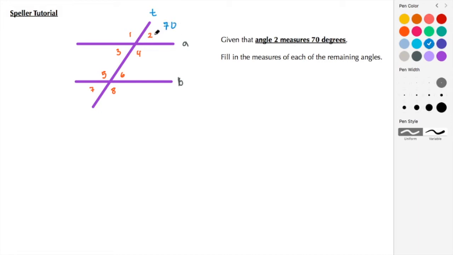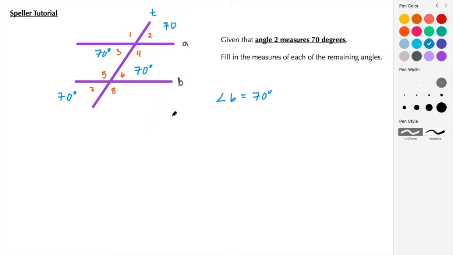So here we're given that the measure of angle 2 is 70 degrees. Well, if angle 2 is 70 degrees, angle 6 also has to be 70 degrees because it's corresponding. So we're going to place 70 degrees here. We also know that vertical angles are congruent, so that means angle 7 here is also 70 degrees. We have angle 3 that's also a vertical angle, so angle 3 is 70 degrees.